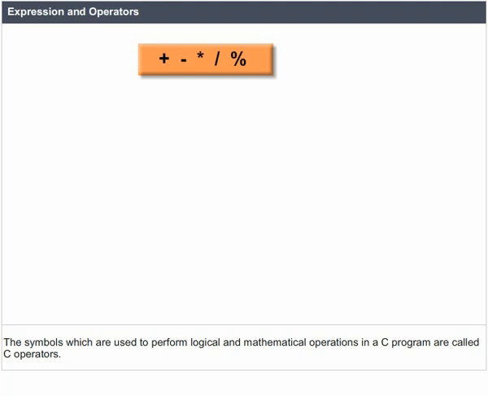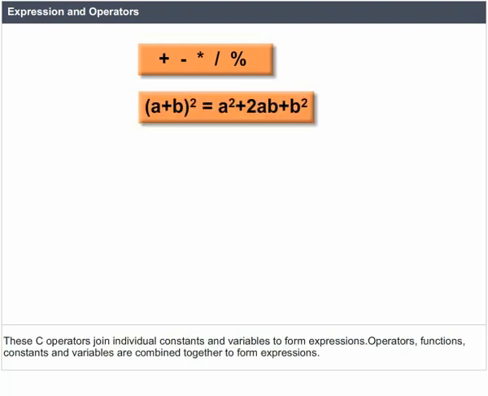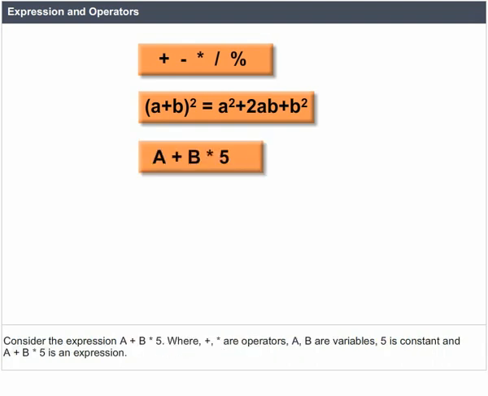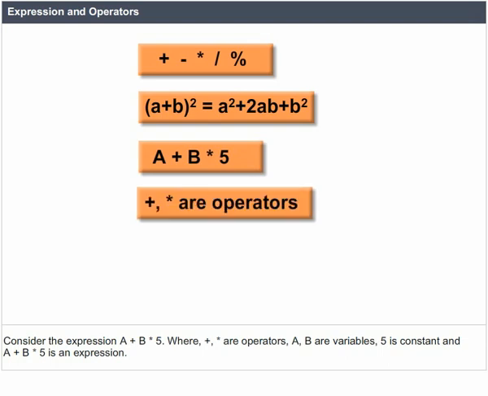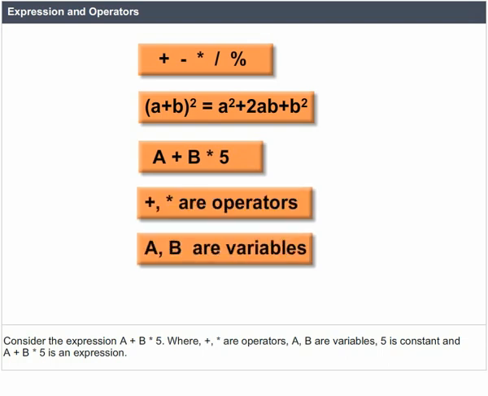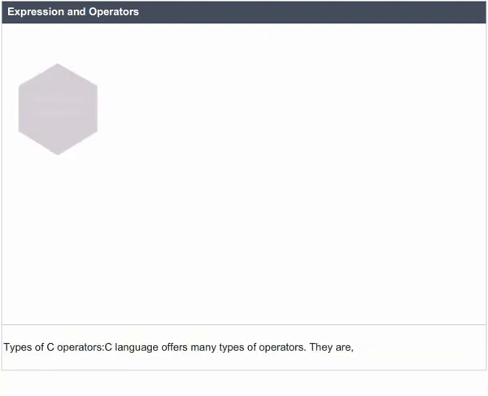Expressions and operators. The symbols which are used to perform logical and mathematical operations in a C program are called C operators. These C operators join individual constants and variables to form expressions. Operators, functions, constants, and variables are combined together to form expressions. Consider the expression a + b * 5, where + and * are operators, a and b are variables, 5 is a constant, and a + b * 5 is an expression. Types of C operators. C language offers many types of operators.